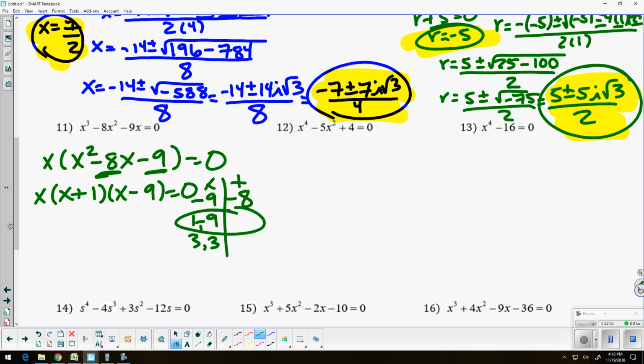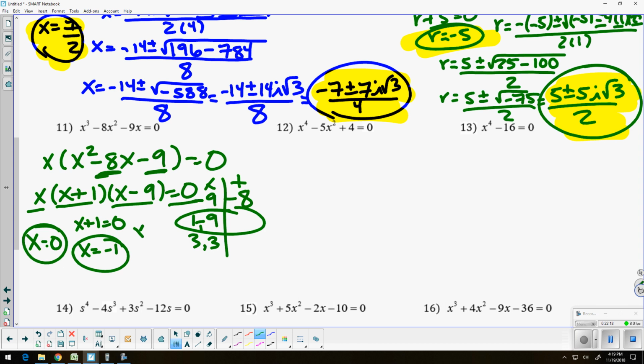And now solving, you should get 3 answers for this one. So set each and every single term you see equal to 0. Starting with the GCF, x equals 0, that's one answer. Set x plus 1 equal to 0, and you get x equals negative 1. Set x minus 9 equal to 0, add the 9, you get x equals positive 9. And that'd be it. Okay?